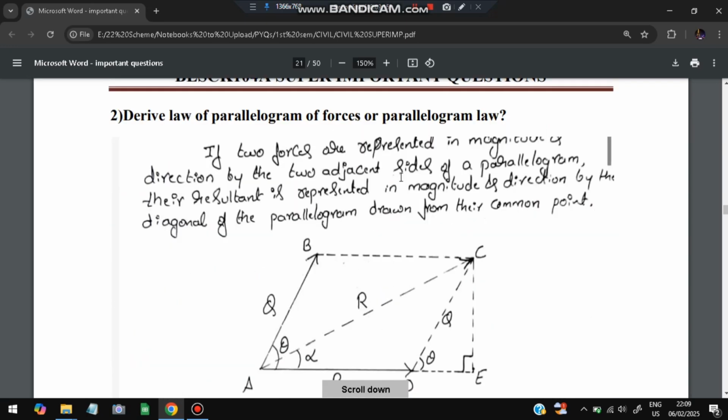Okay, the next supermarket question: derive the law of parallelogram of forces, or the parallelogram law. First we'll have a look at what the parallelogram law is. If two forces are represented in magnitude and direction by the two adjacent sides of a parallelogram, their resultant is represented in magnitude and direction by the diagonal of the parallelogram drawn from their common point.